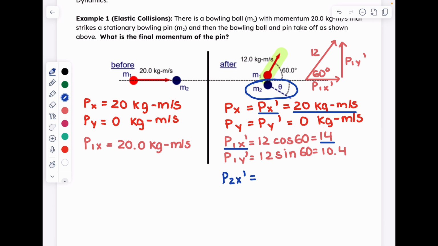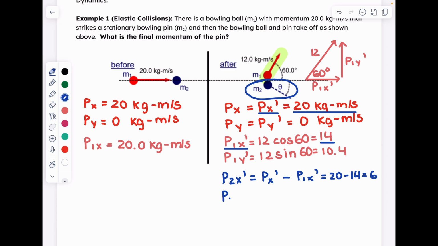But they want us to create a little formula. So our formula for that would be P total in the x direction after the collision minus whatever other pieces we have. So in this case, we have the x component of the bowling ball, which is P1x after the collision. And what that really does is we just got to do 20 minus 14, which is 6.